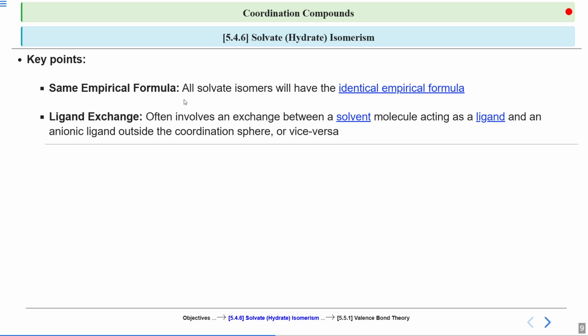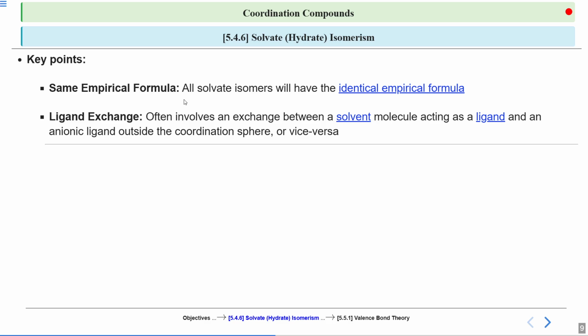Ligand exchange, the second major key point, often involves an exchange between a solvent molecule which is acting as a ligand and an anionic ligand which is present outside of the coordination sphere, or vice versa. So in solvate or hydrate isomerism we observe these two key points.